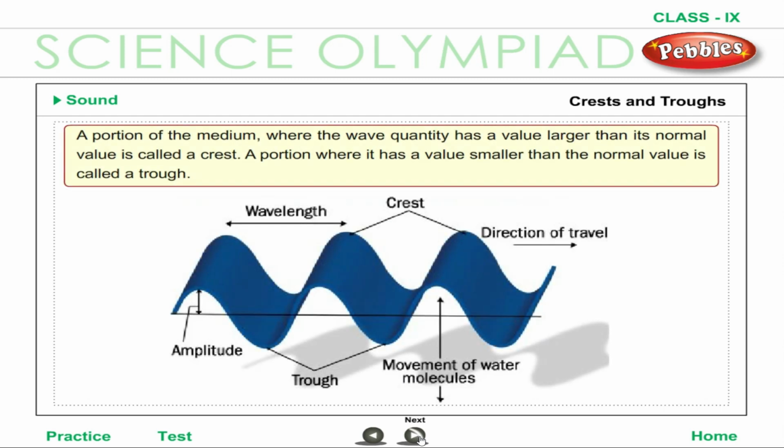Crest and trough. A portion of the medium where the wave quantity has a value larger than its normal value is called a crest. A portion where it has a value smaller than the normal value is called a trough.